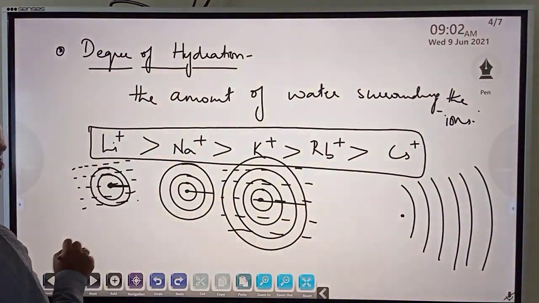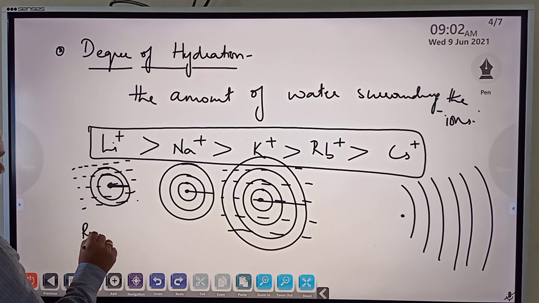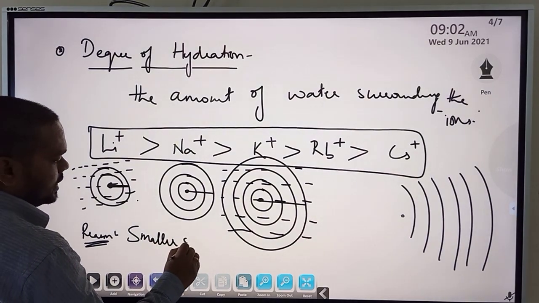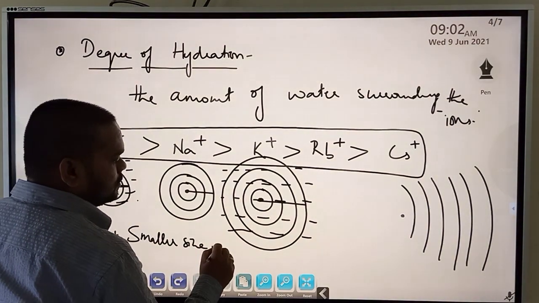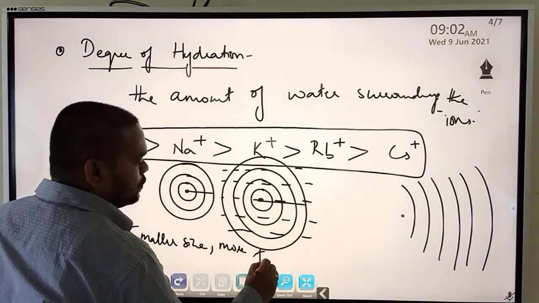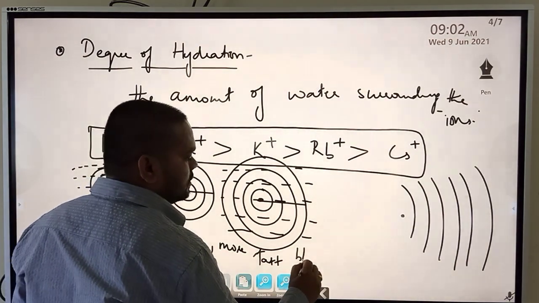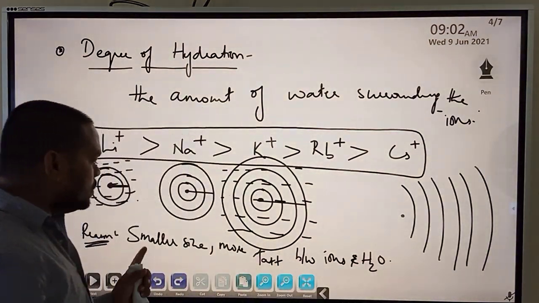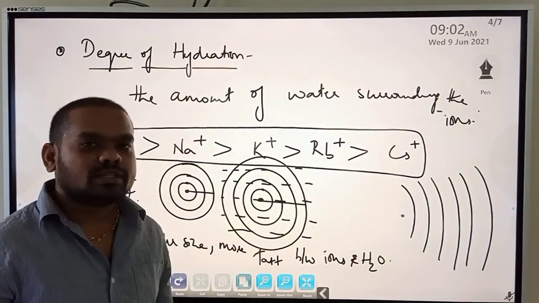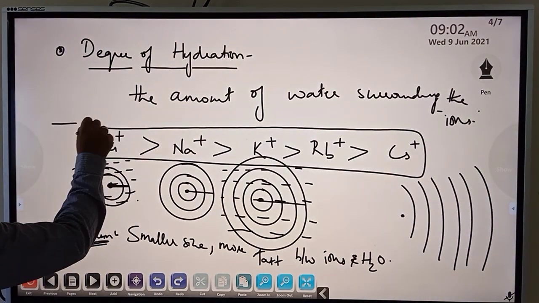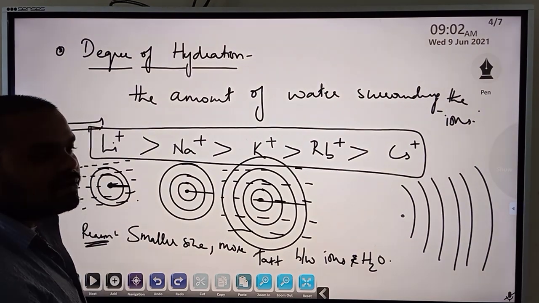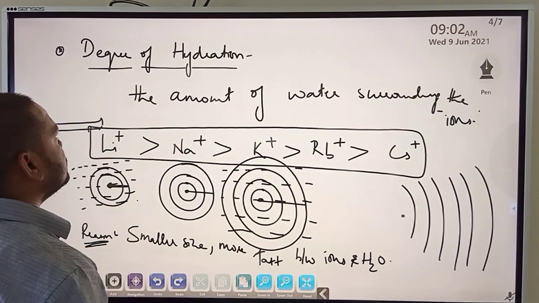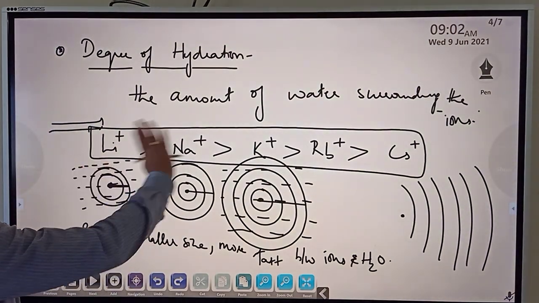And what is the reason? Reason: smaller size, then more force of attraction between ions and water molecules. Smaller the size, more is the force of attraction between the ions and water molecules. So ultimately this is the conclusion that we have reached. Very important, in fact. Many times asked in NEET and JEE also. Directly or indirectly you will get a question from here. So pay attention. Fine, so degree of hydration is done.